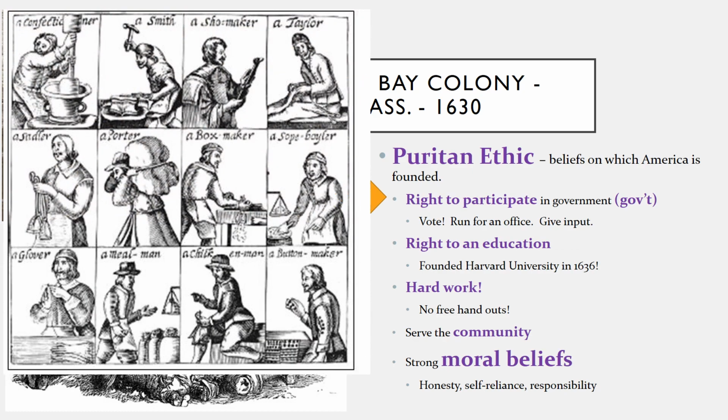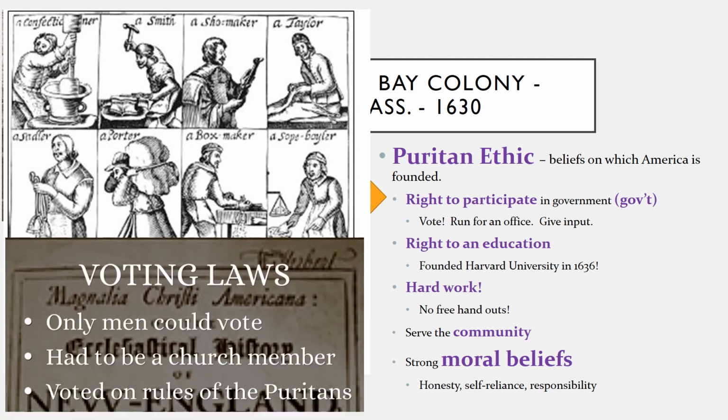This includes farmers, artisans, and other workers running for office to represent their fellow townspeople to make laws for the local community. This means that ordinary citizens could give input in town meetings about how their community was to run. However, unlike today, Puritan laws only allowed men to vote, and you had to be a church member.